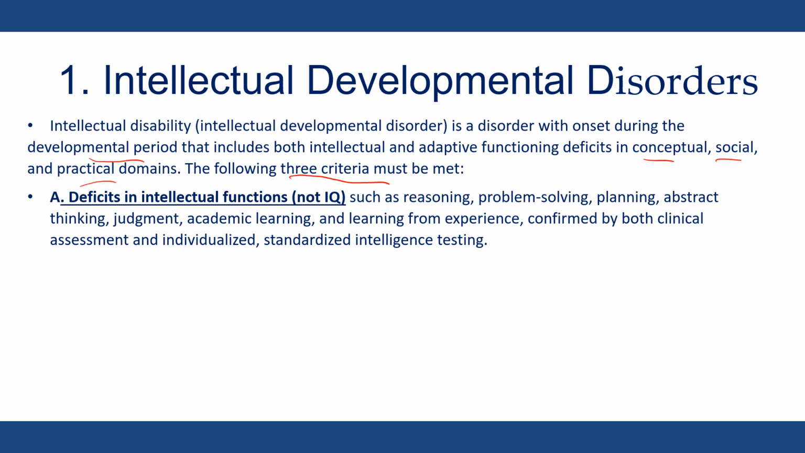So let's talk about the first criteria, A, deficit in intellectual function. Now remember, we're talking about intellectual, not IQ. So very, very important to understand. So do you have a child who has a deficit in reasoning, problem solving, planning, abstract thinking, judgment, academic learning, and so forth. Now remember, everything is age appropriate. So again, you go back to developmental stages.